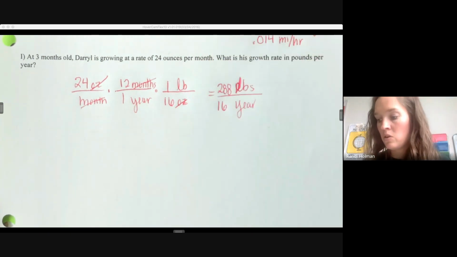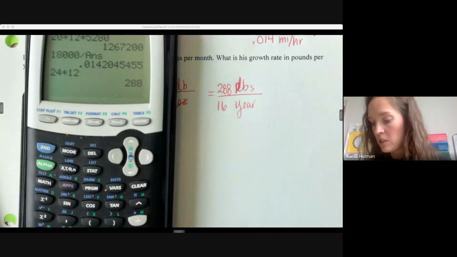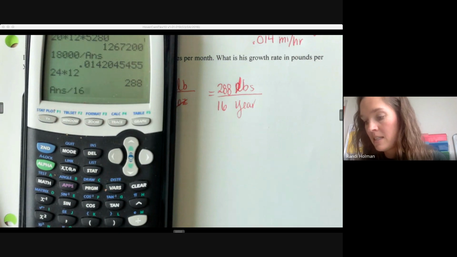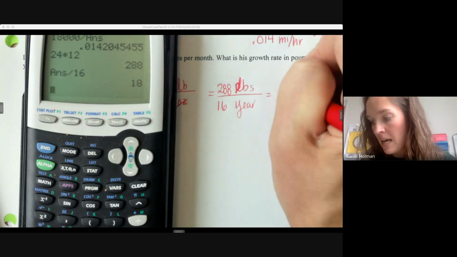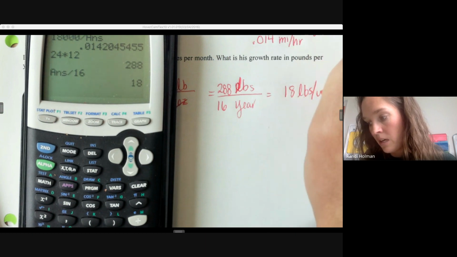So he's going to grow 288 pounds in 16 years. Probably not. You slow down your growth rate, which is good. Divided by 16 to get our unit rate, and we get 18 pounds per year.